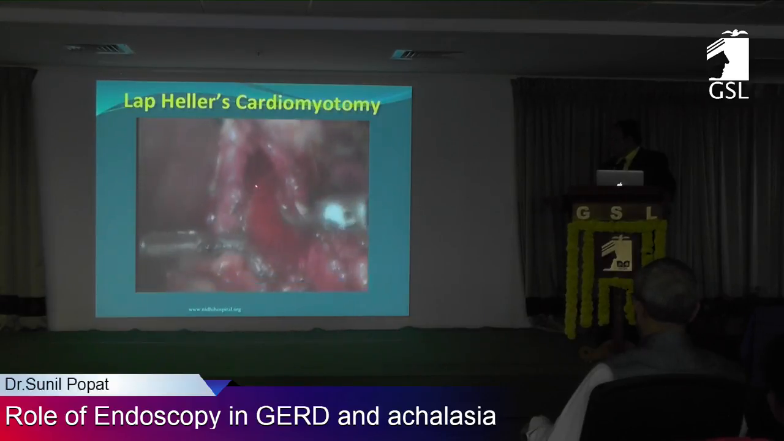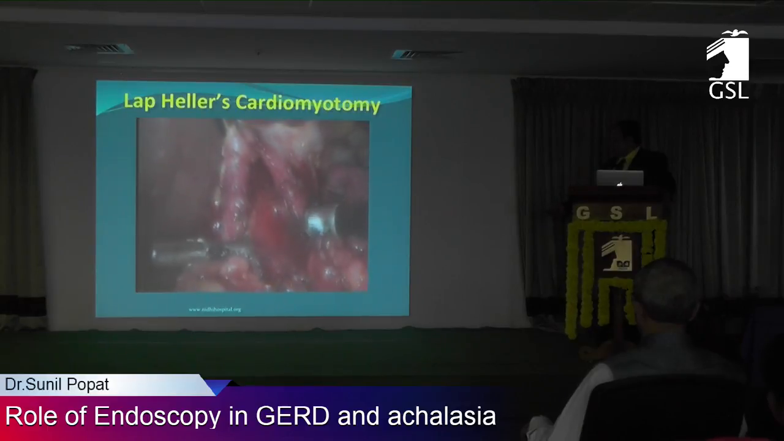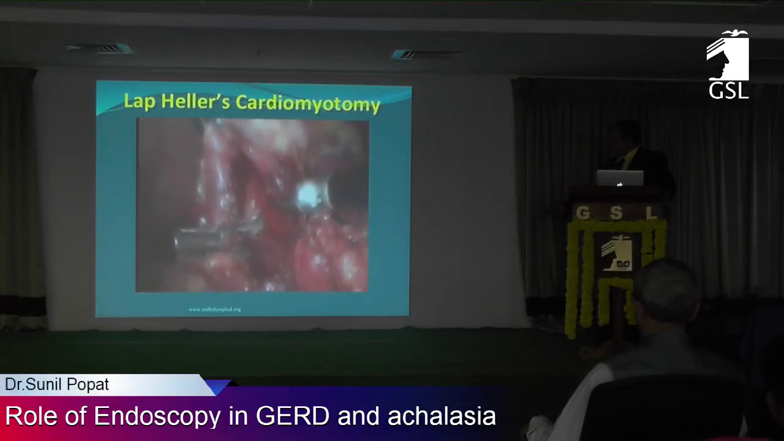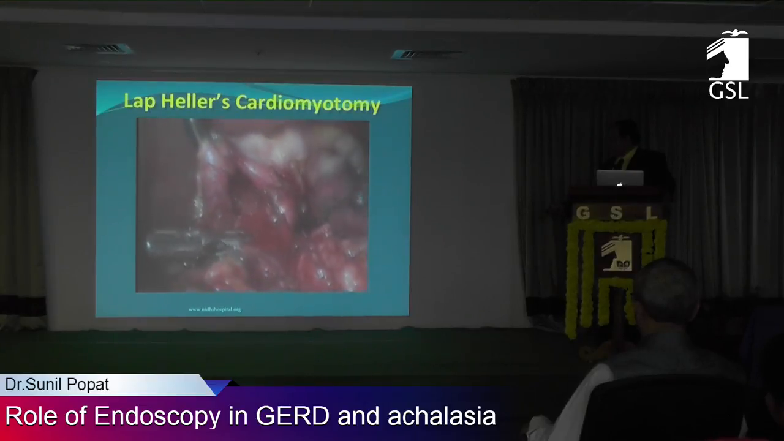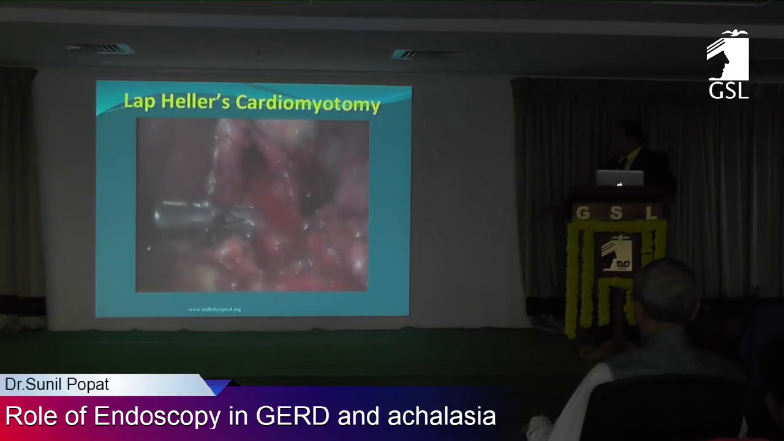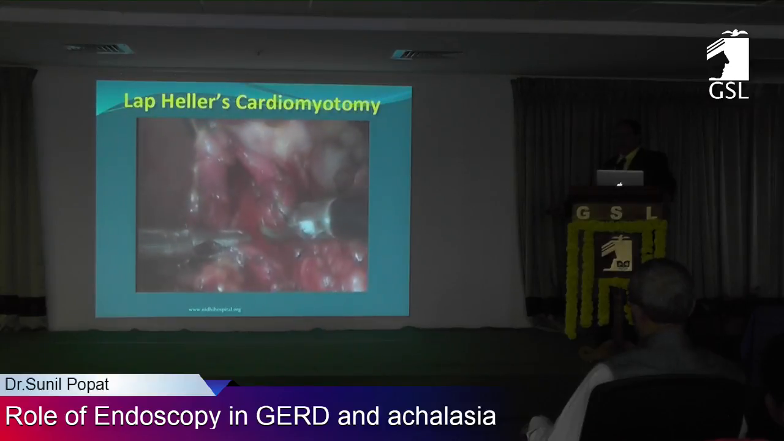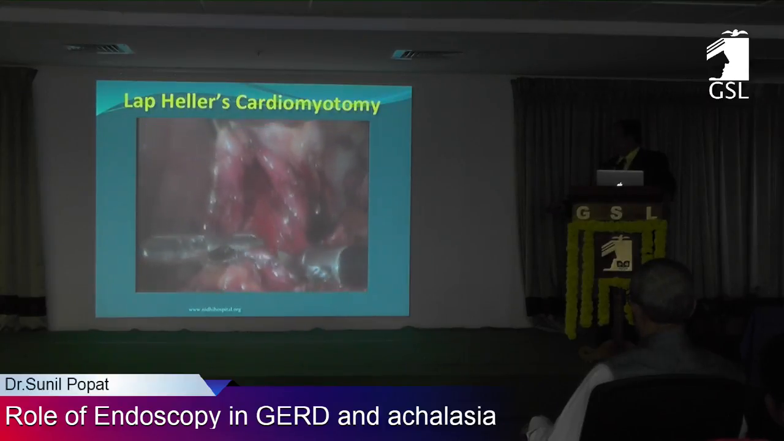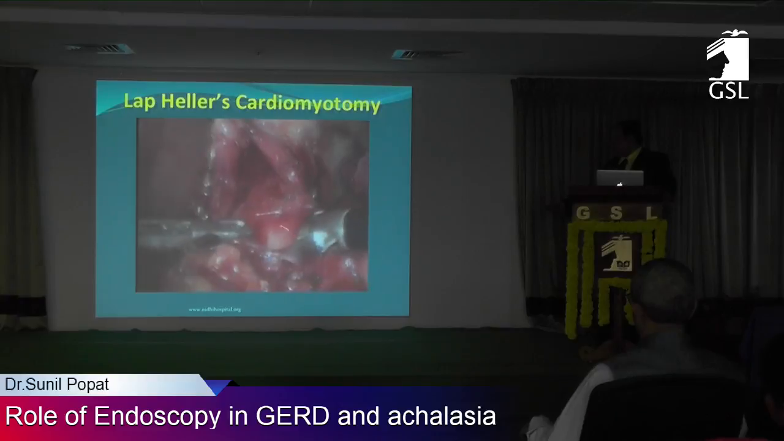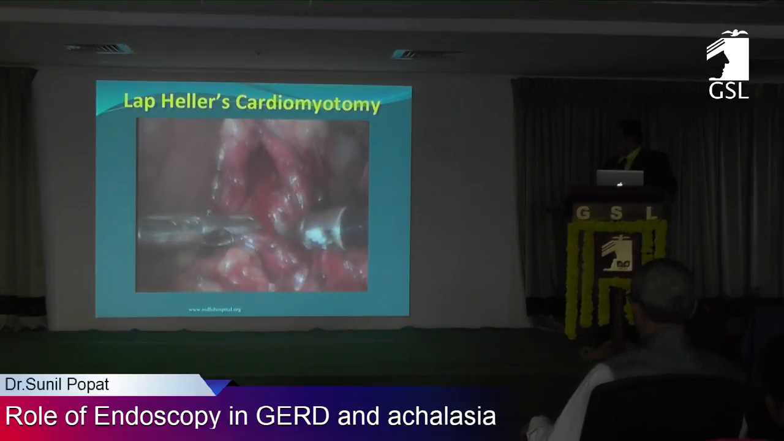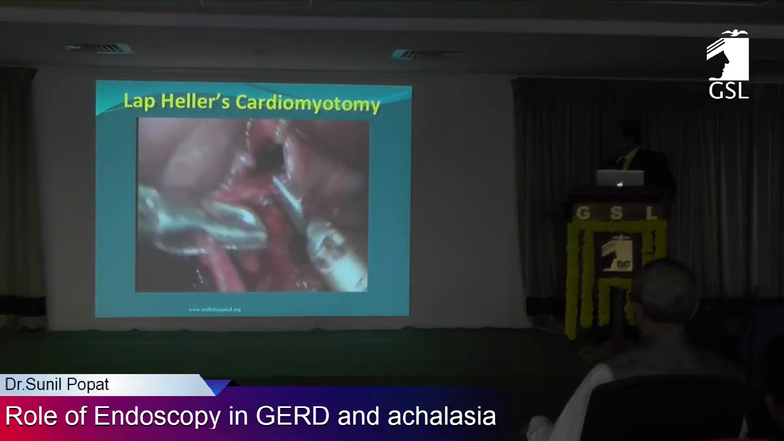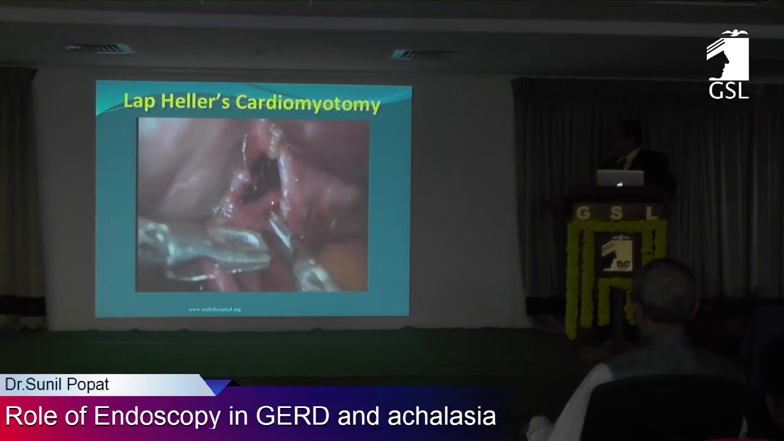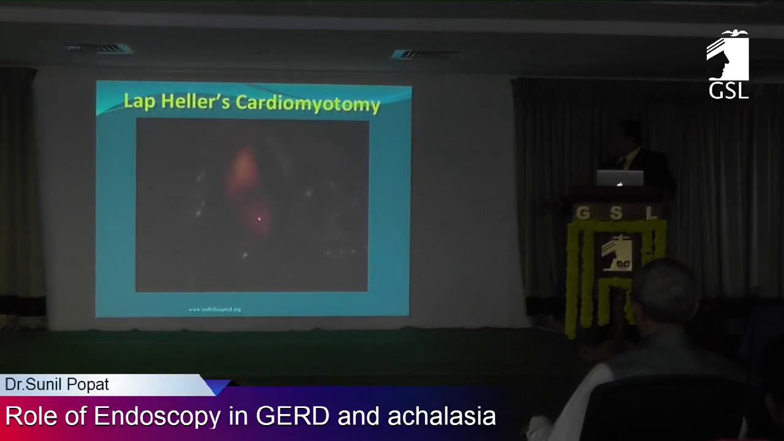This is the anterior vagus, which is kept on the left side, and then we separate these longitudinal muscle fibers slowly till we see the glistening mucosal surface. Now, this is the mucosa, see, it is very easy to identify. Once you are in the correct plane, you can divide it with the harmonic, or this I am just separating.